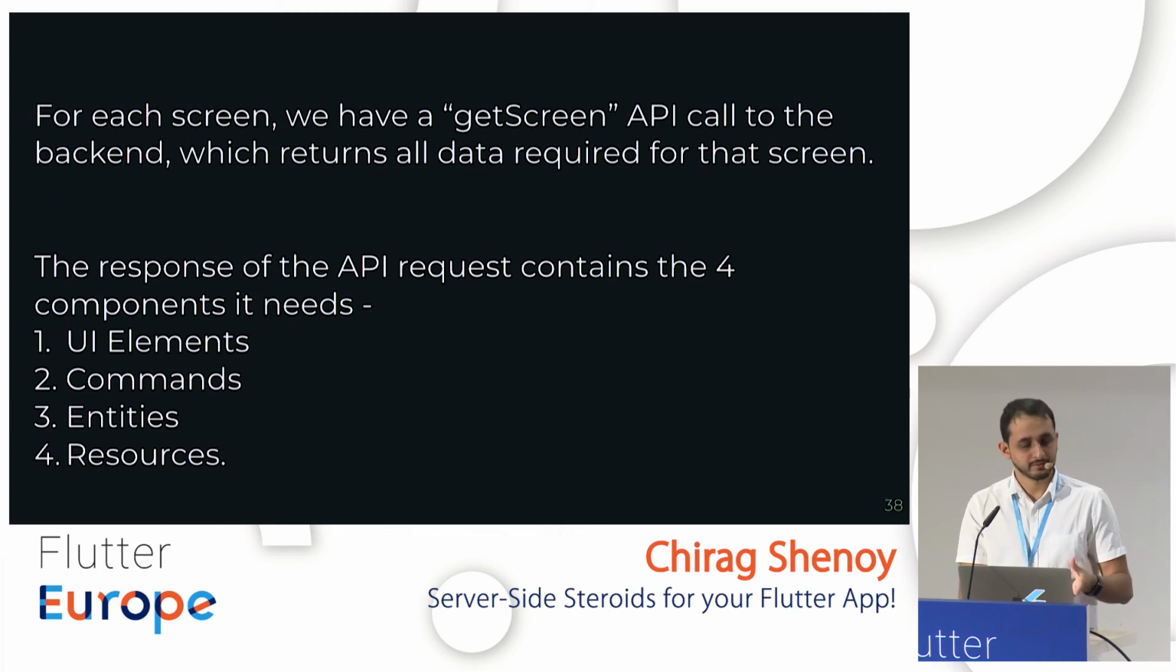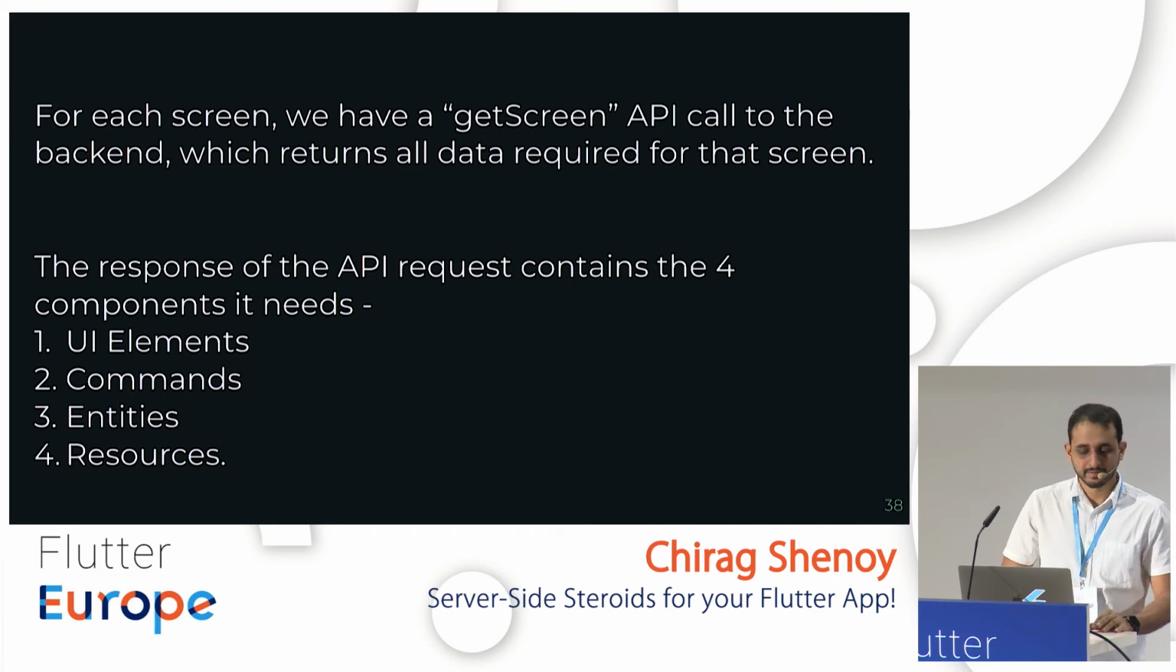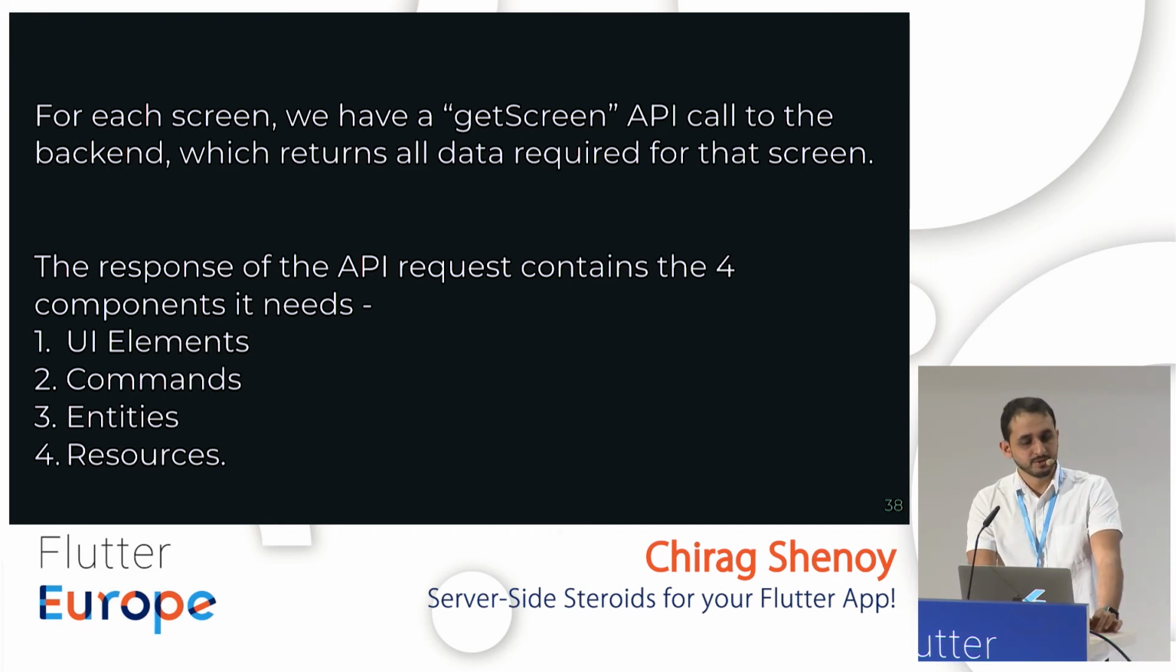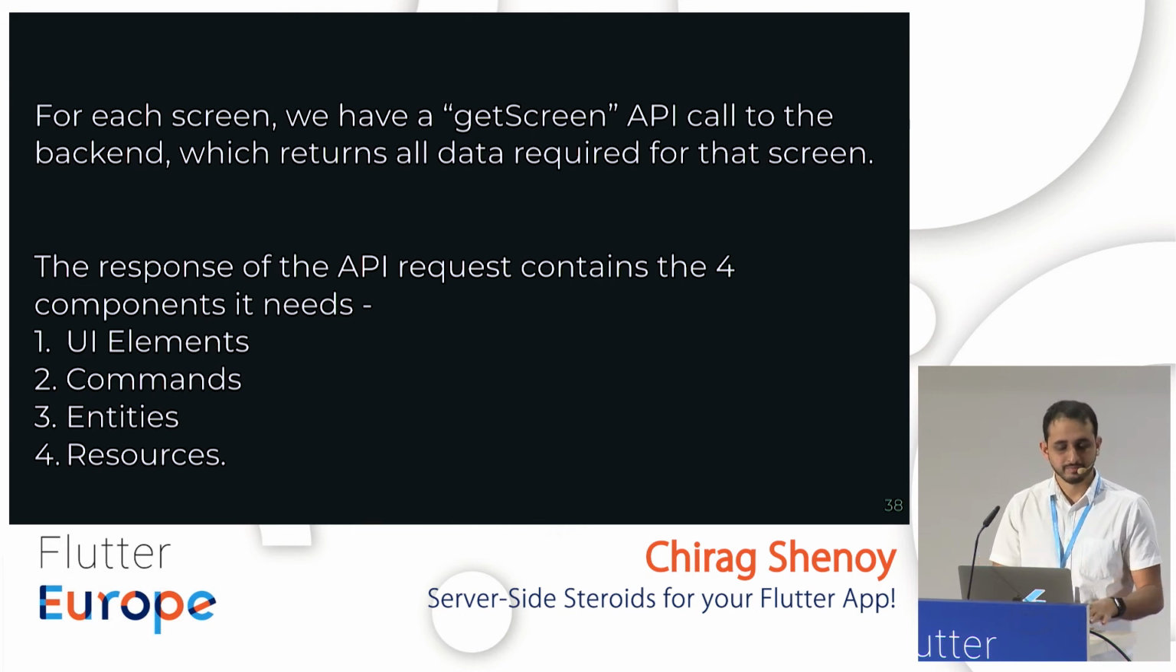This is how the working would actually happen. For each screen, we have a GateScreen API call to the backend, which returns all data required for that screen. And guess what? The response of this API contains the same 4 components that your app needs, the 4 building blocks that I've been talking about all the time. Your backend would send the same 4 stuff for each and every screen. So each and every screen can have different UI elements, different commands, different entities and resources.